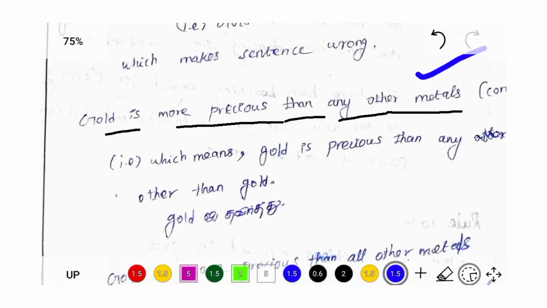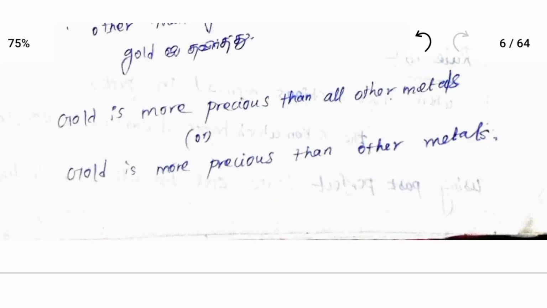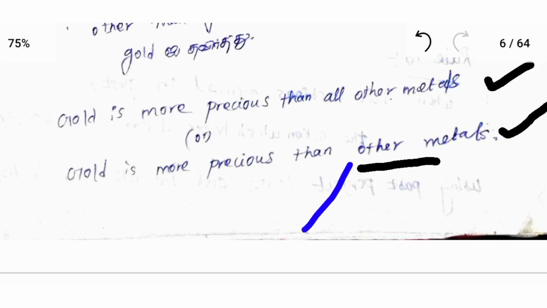Gold is compared with other metals. So this sentence is correct. Gold is more precious than all other metals. Correct. Why are we using the word other here? It denotes that gold is compared with other metals except gold.